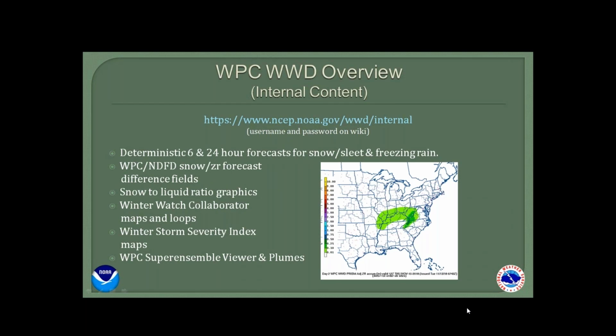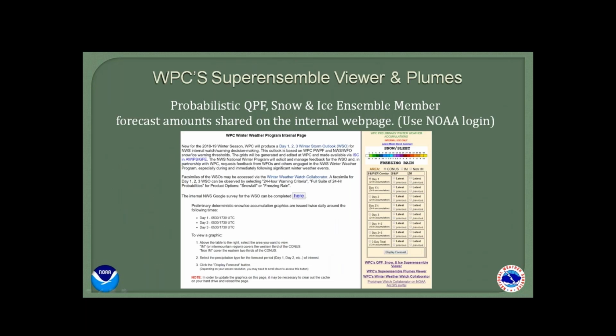Brief overview, all these links again are on our winter page. So you have the internal page for the WPC WWD, includes a lot of the deterministic forecasts, the snow to liquid ratio graphics, links to the Winter Watch Collaborator, which is now a legacy product because it's kind of been replaced by the Winter Storm Outlook. Also links to the WSSI, and my favorite is you have a link to the WPC Super Ensemble Viewer and Plumes. I use those a lot when, like, I did the snowfall challenge, or even forecasting for a storm back in February. So from the internal page, you can access their.